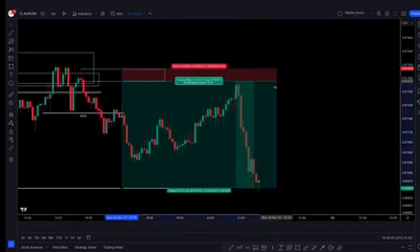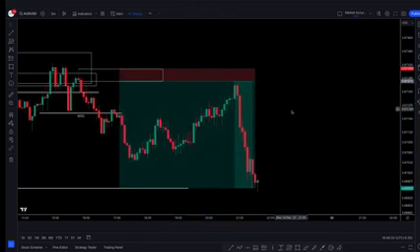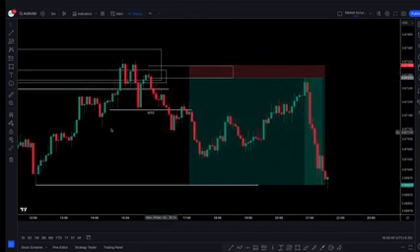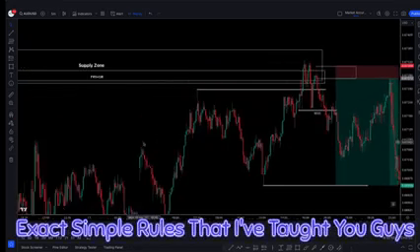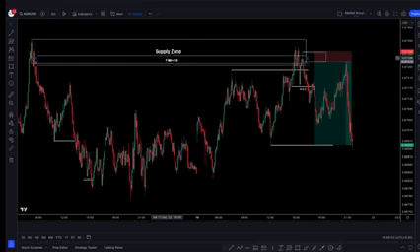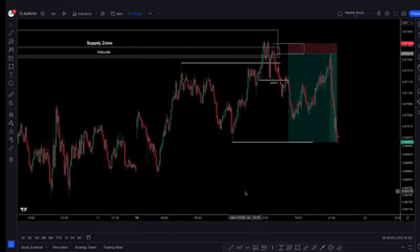Look at this accuracy and look at this movement. There's definitely something that happened here. There were definitely some market makers in play here because we followed these exact simple rules that I've taught you guys, using supply zone or order block or fair value gap with ABC formations. This is so amazing, guys, that I cannot tell you. You can see that we had a market structure shift. We had an order block here. Price literally tapped into it.